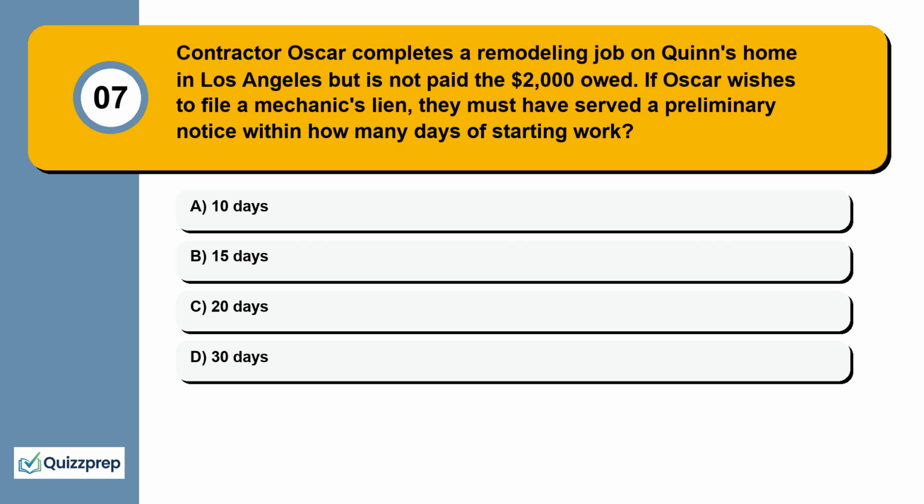Question 7. Contractor Oscar completes a remodeling job on Quinn's home in Los Angeles but is not paid the $2,000 owed. If Oscar wishes to file a mechanic's lien, they must have served a preliminary notice within how many days of starting work? 10 days, 15 days, 20 days, 30 days.